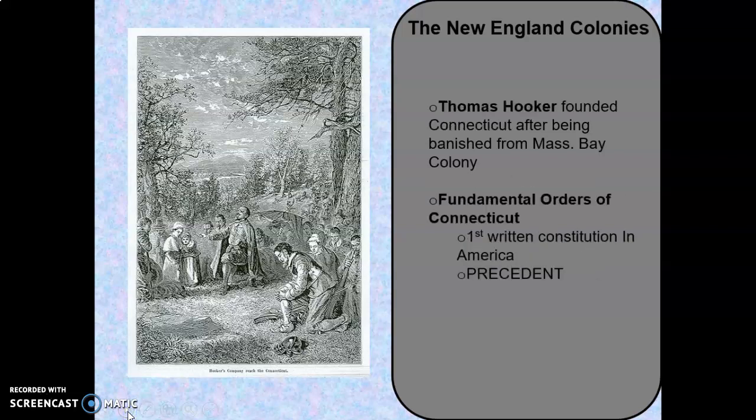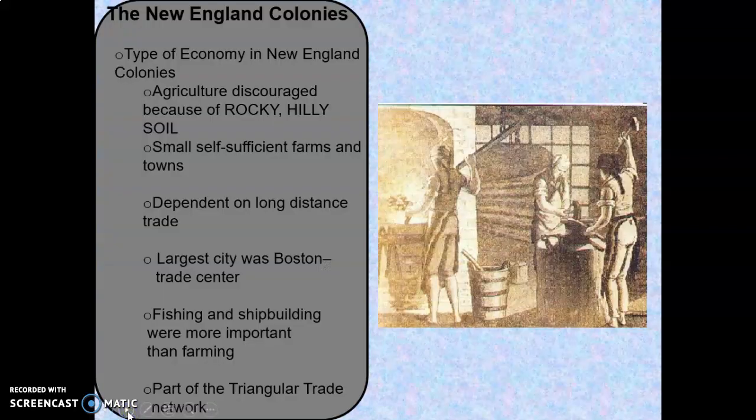Thomas Hooker founds Connecticut after being banished from Massachusetts. He writes, or he helps write, the Fundamental Orders of Connecticut. It is the first written constitution in America, and that sets precedent. You're going to read that as well.